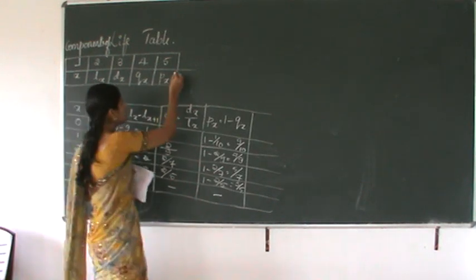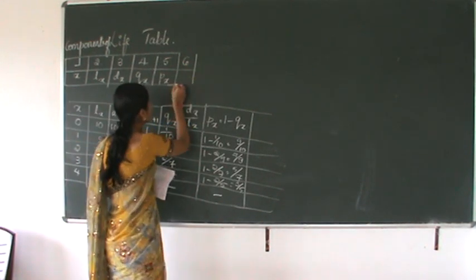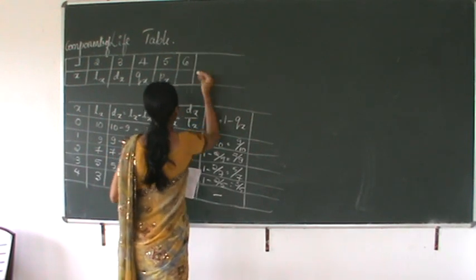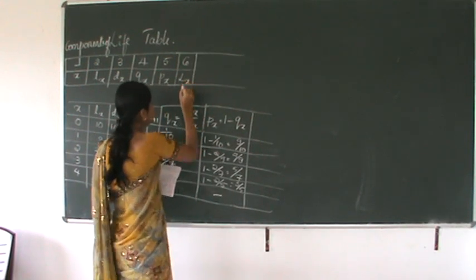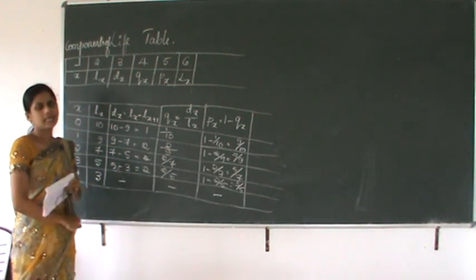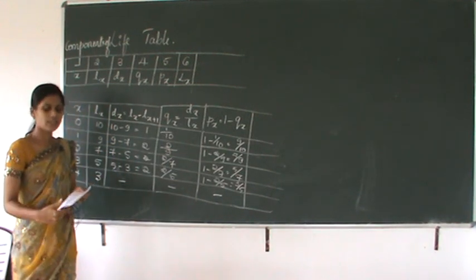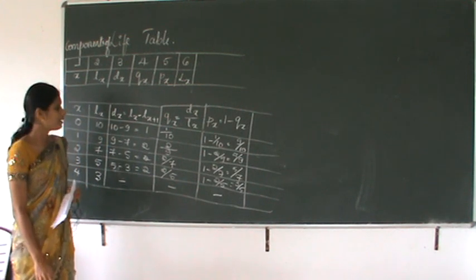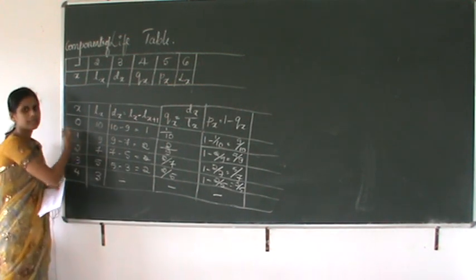Then the sixth component of the life table is capital letter Lx. So what is this Lx? Lx is nothing but the average number of persons living between age x and x plus 1.